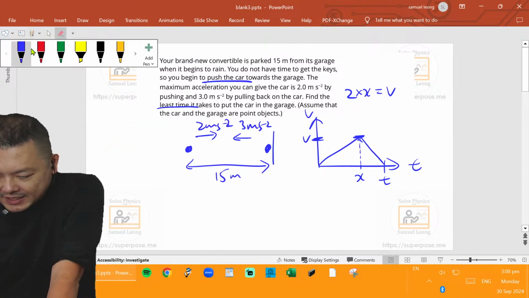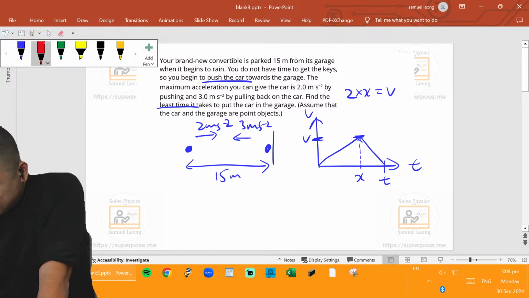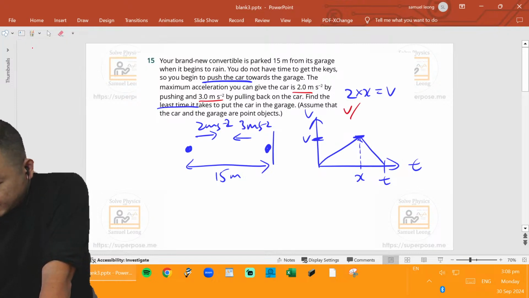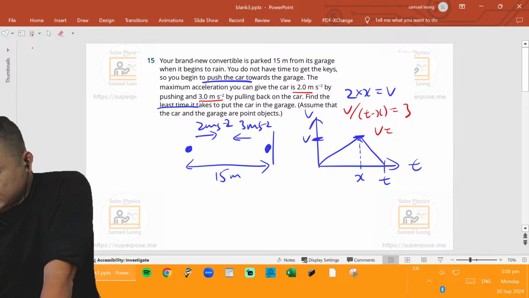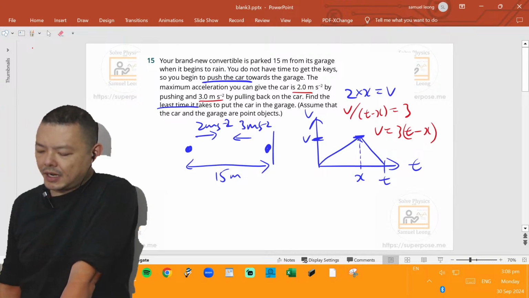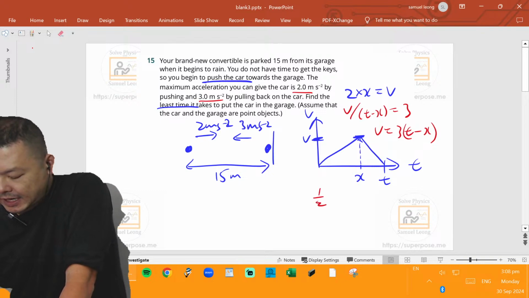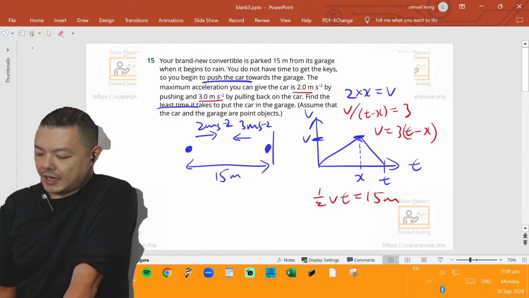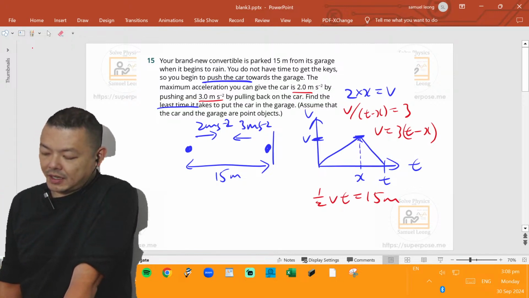Basically the gradient here is 2 and the gradient here is 3. So the gradient here will be v divided by t minus x, which equals 3. So v equals 3t minus x. Correct? So that's the first two equations. And then there's a last equation which will be half times v times t equals 15 meters. Am I right?